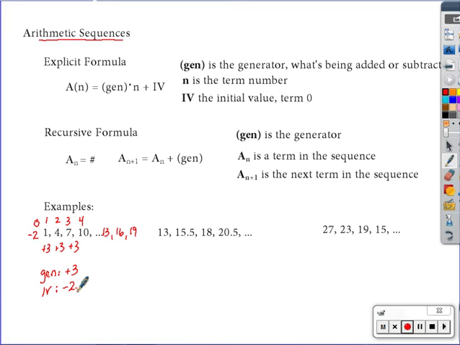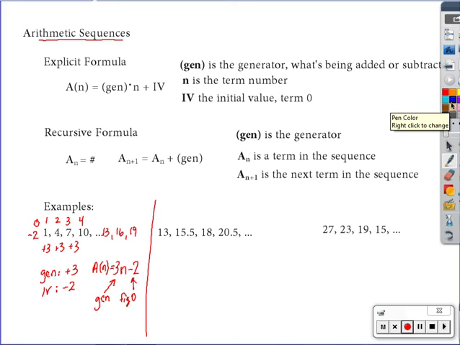Writing the explicit formula is no more difficult than just saying a of n equals 3n plus negative 2 or minus 2. Where do those numbers come from? The 3 is the generator. That's how it's changing each time. The minus 2 is figure 0, or the initial value.